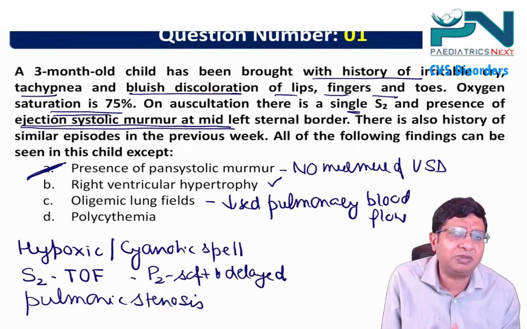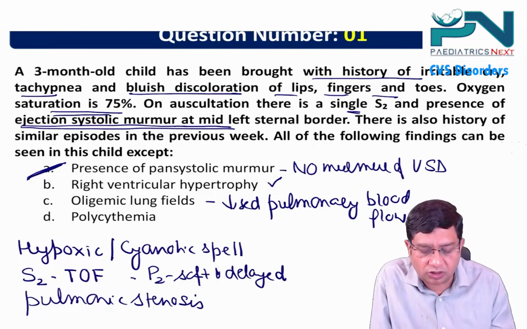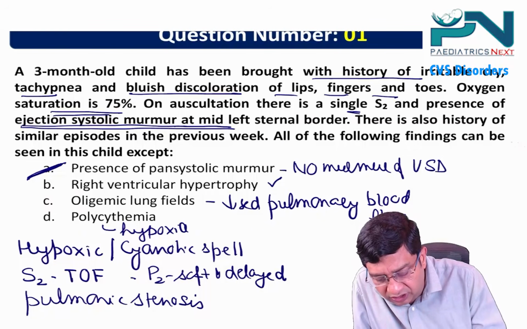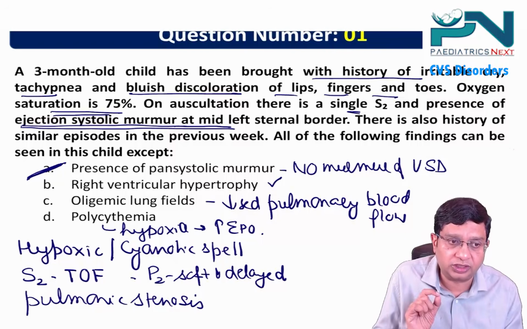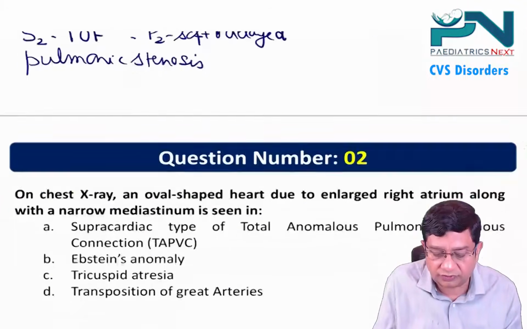Now, polycythemia is something which can be seen in any cyanotic congenital heart disease because due to hypoxia, there is increased level of erythropoietin. So the right answer here is the presence of pansystolic murmur is not a feature of TOF.